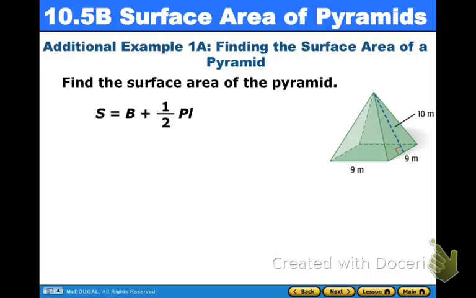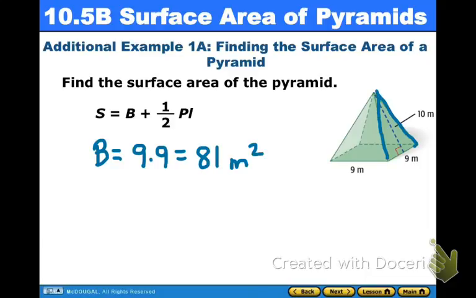Okay, so to work this one out, I will look at the pyramid, and the first thing I'm going to start with is this capital B. We know what the capital B is, right? Capital B is the area of the base. In this case, it's a square, so 9 times 9 is 81 meters squared. And then I need to get the area of this triangular face and know that there are 4 congruent triangles.